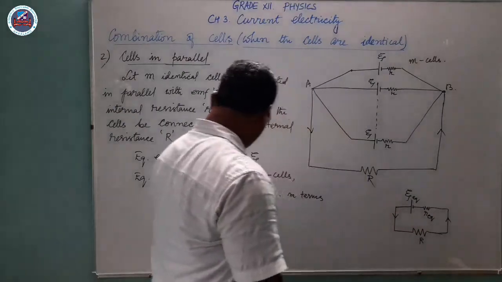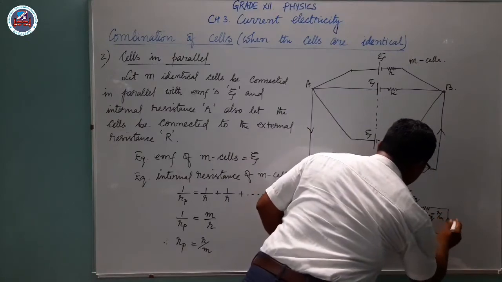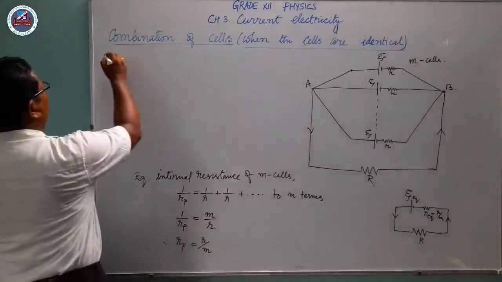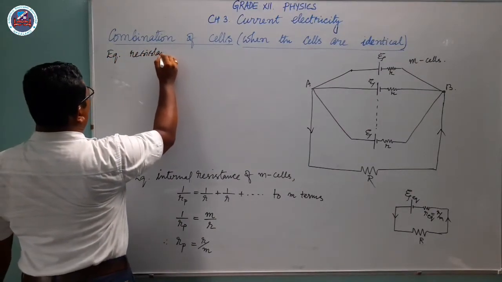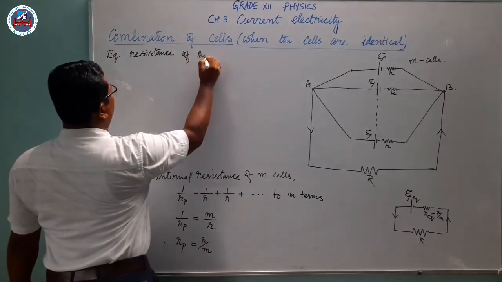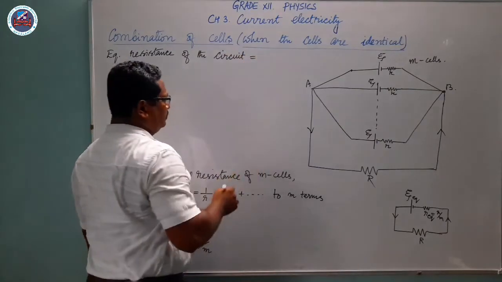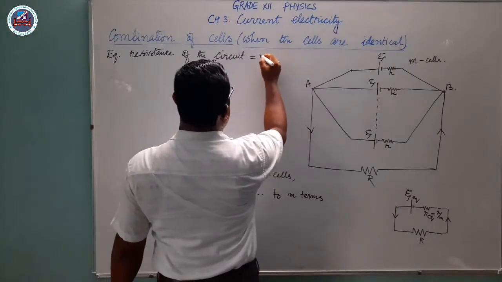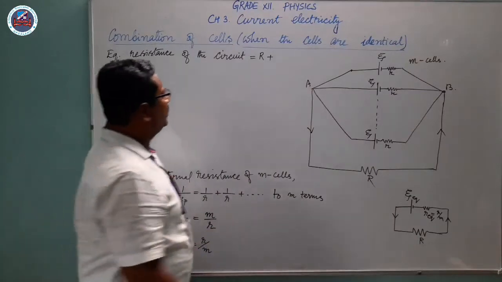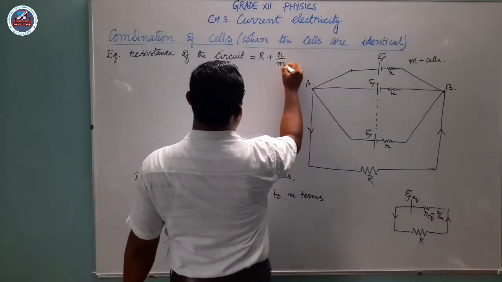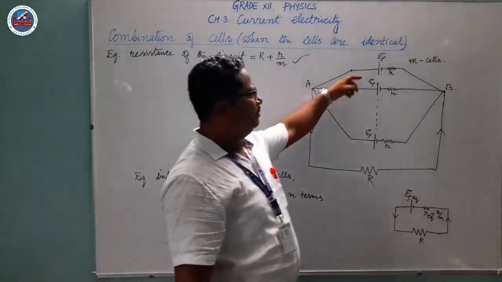This is your external resistance R, and you got R by M as the equivalent internal resistance. So you have to add them up. The equivalent resistance of the circuit will be the external resistance plus the equivalent internal resistance, that is R by M.